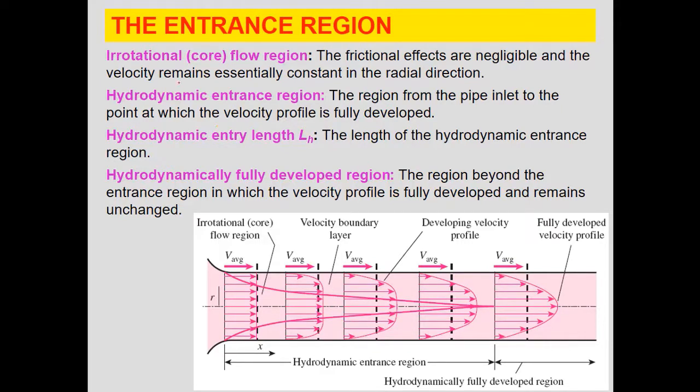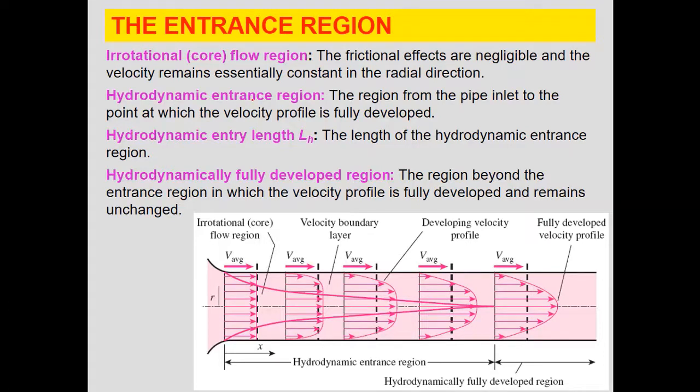But we categorize the different regions according to the shape or vector of the velocity. Irrotational or core flow region is the part where the frictional effects are negligible and the velocity remains essentially constant in the radial direction. This part is the irrotational core flow region. You can see here velocity is constant and the friction is negligible.